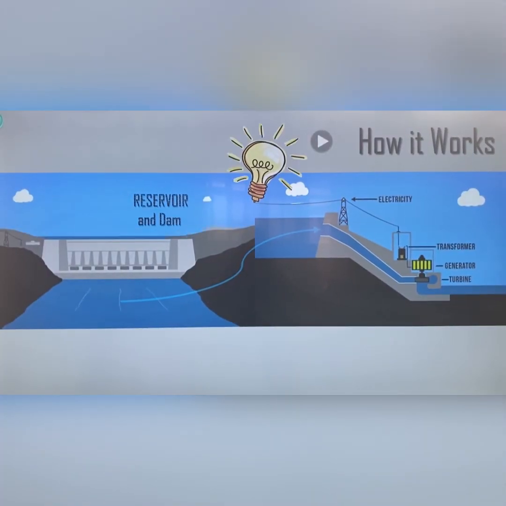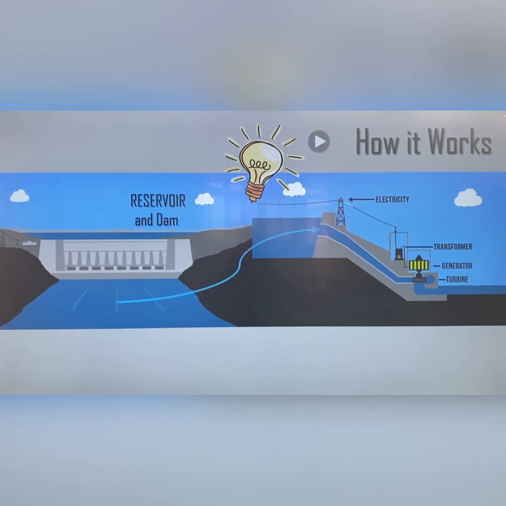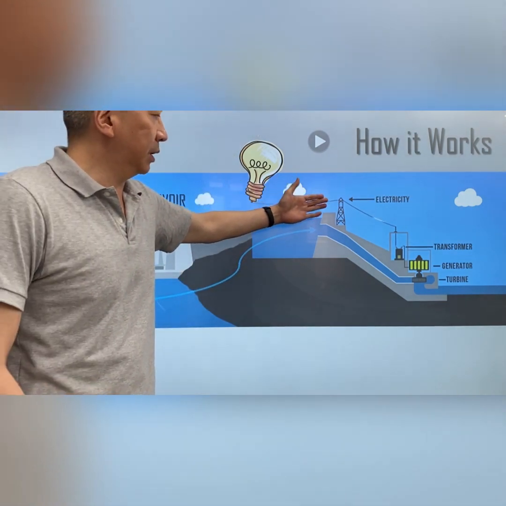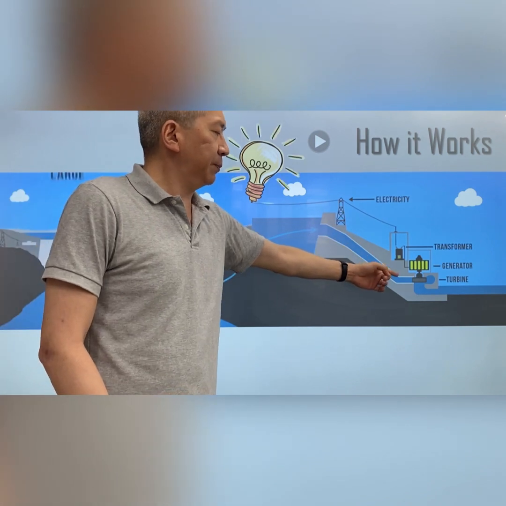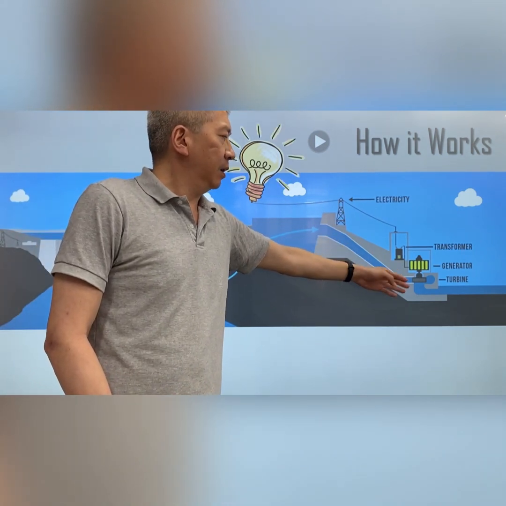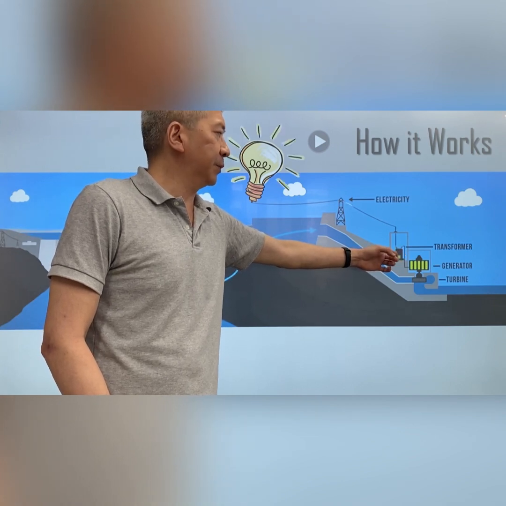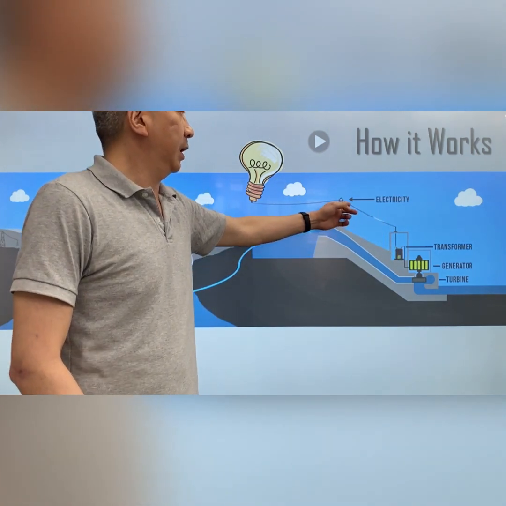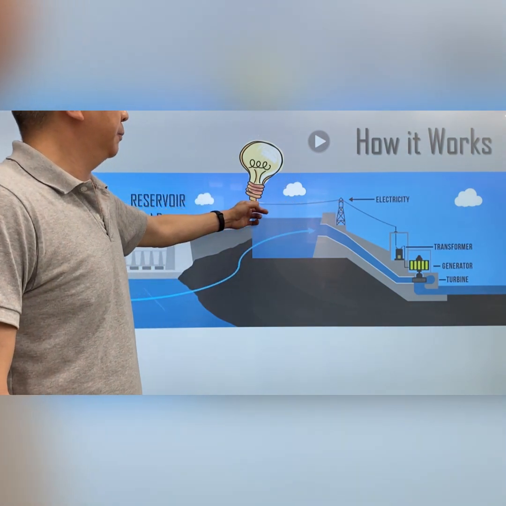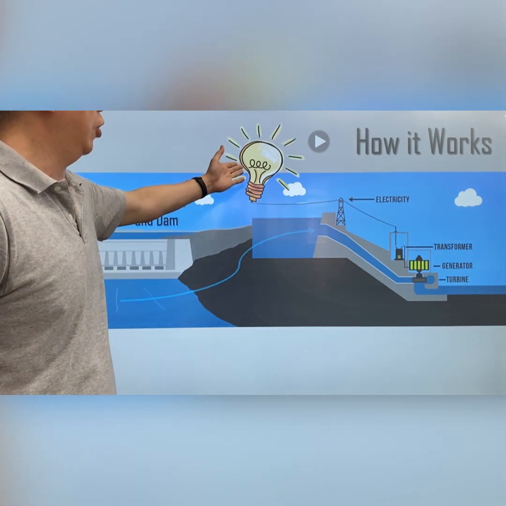All right, so here, this is an illustration of how hydro energy works with a reservoir and dam. So here is a reservoir behind the dam, and this is pumped into this facility, which spins the turbine, which creates more energy from the generator that's produced through the transformer and produces electricity for our homes.